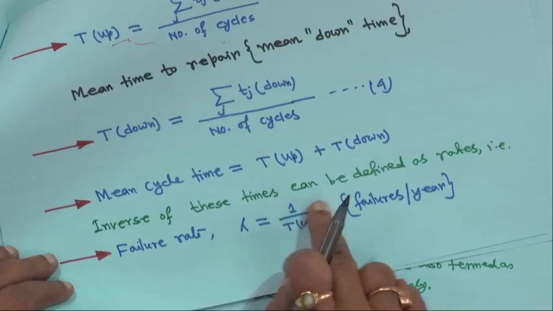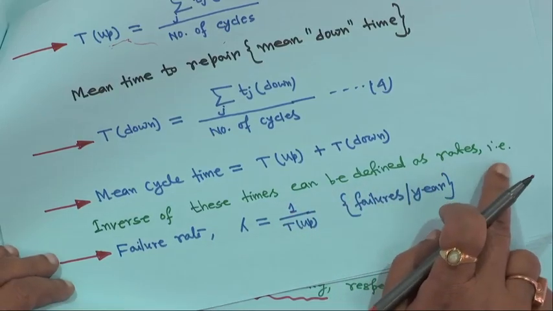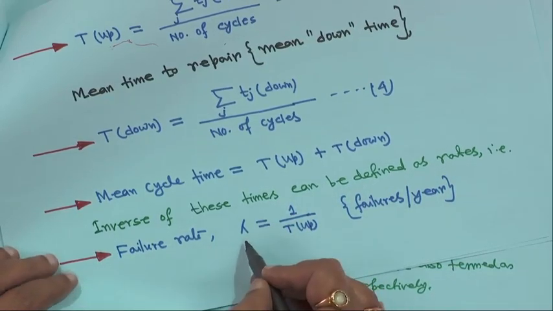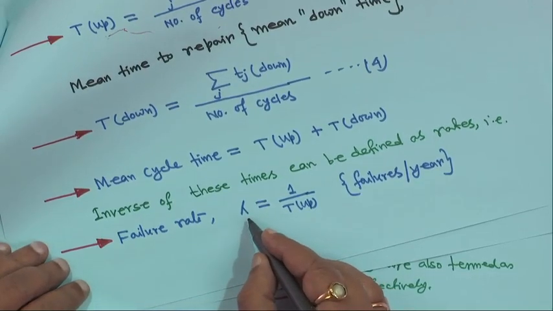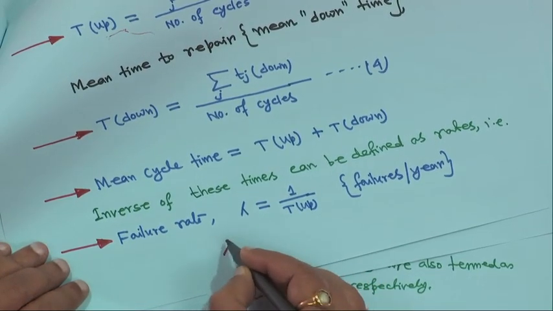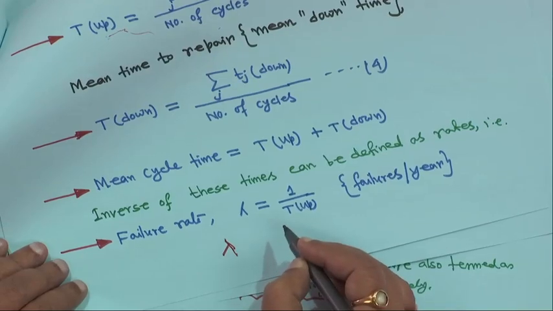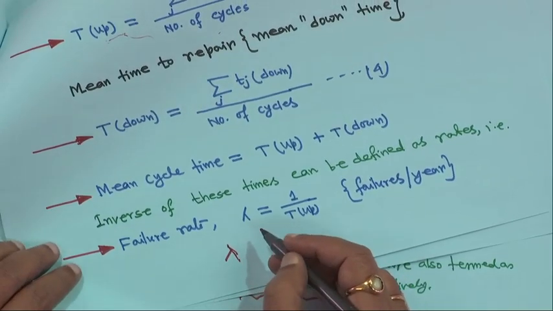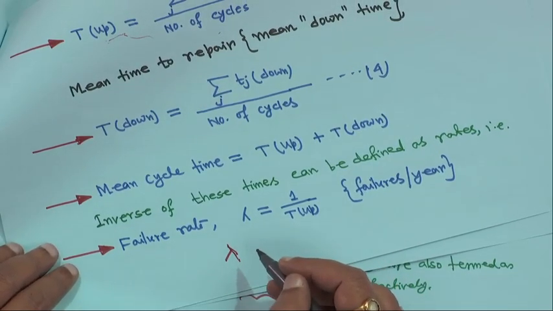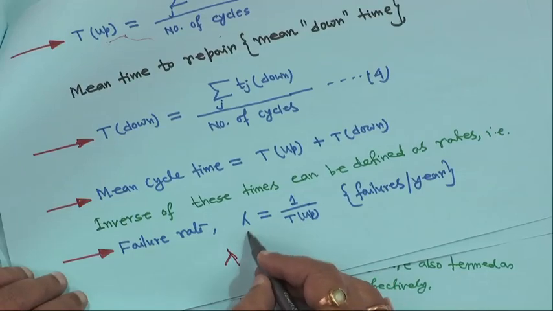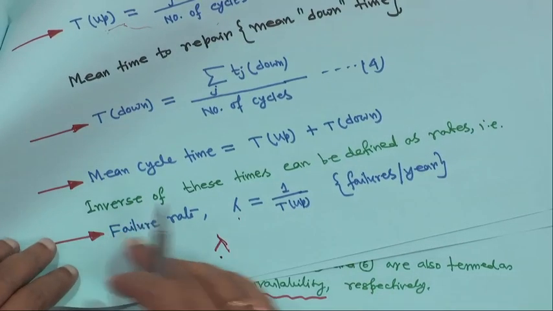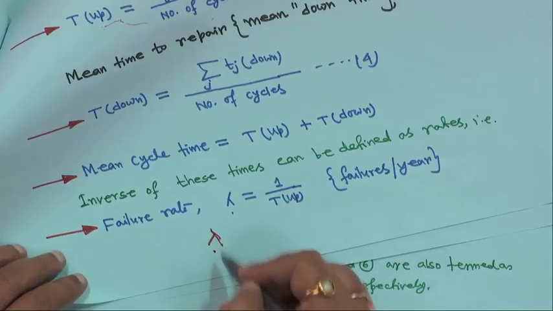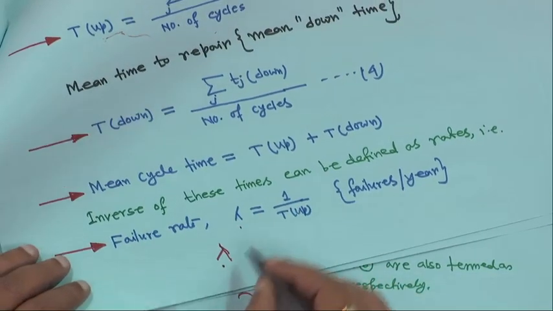The inverse of this time can be defined as rates, that is, the failure rate lambda. Actually, lambda is written like this, but this has become my habit. In the power system analysis course also, I told you this when I started with inductance. Lambda is actually like this, but my habit has become like this. If you ask me again and again, sometimes I write this again.